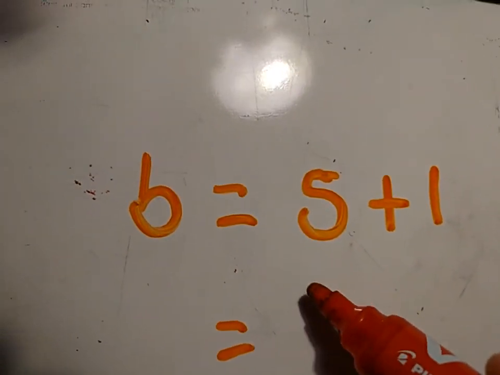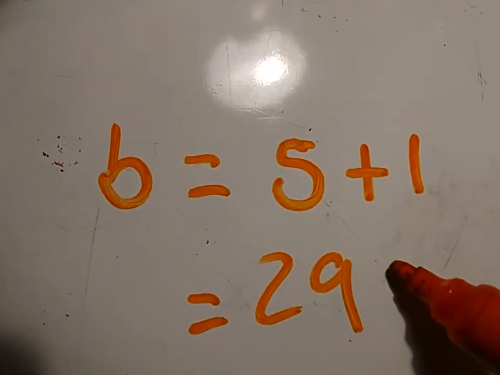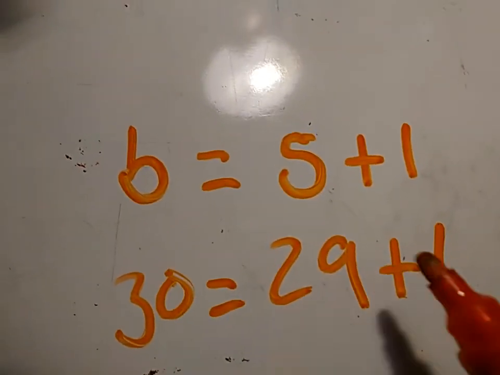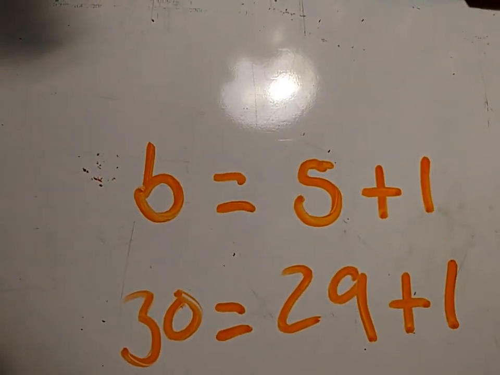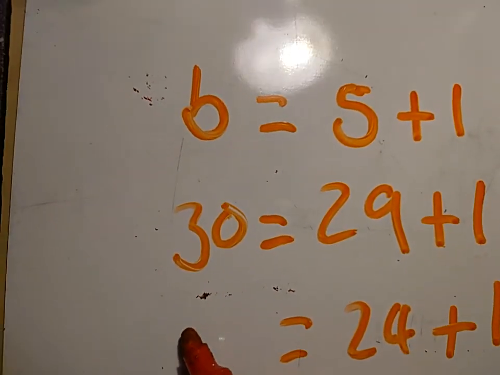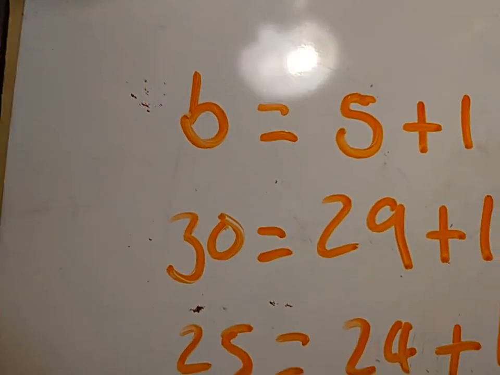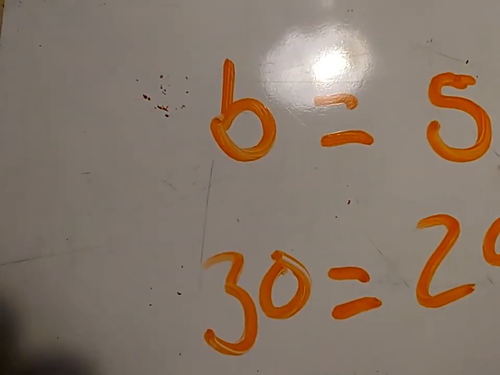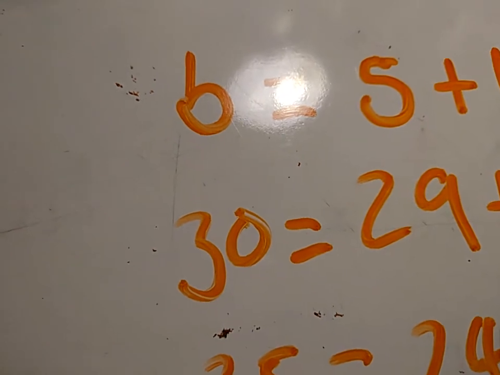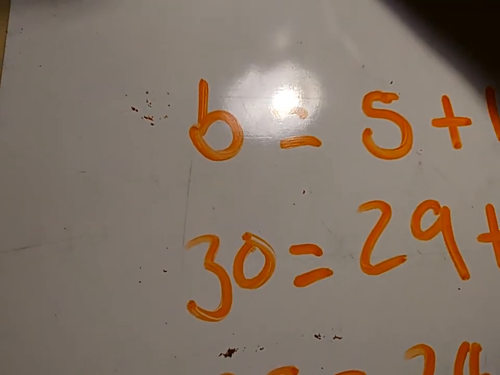So in year 6, there's 29 of us. So the amount of books I need is 30. However, year 4, there's 24, plus 1 for the teacher. So that equals 25 books. So we've created a formula to tell us how many books every class needs. So we don't have too many and we don't have too few.